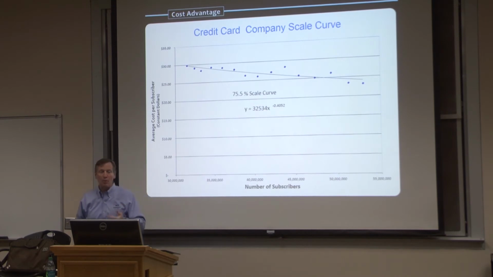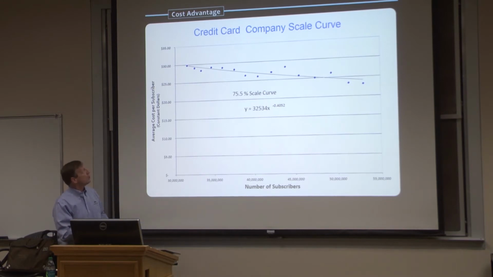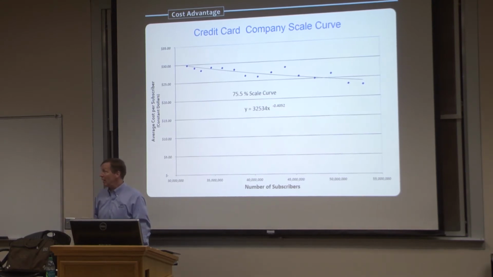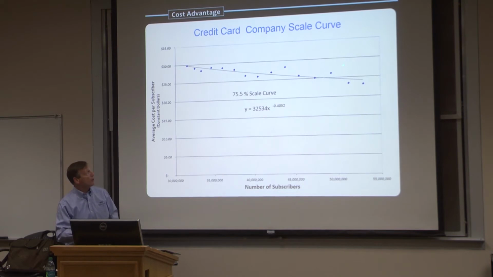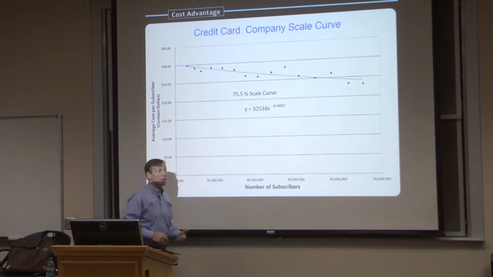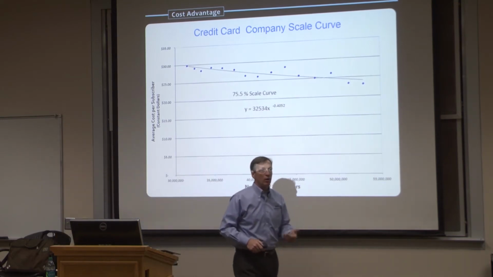This is an example of a credit card company scale curve. You saw this with the Intel case: you often see sort of a rolling pattern with scale and experience curves. Why do you think that happens?